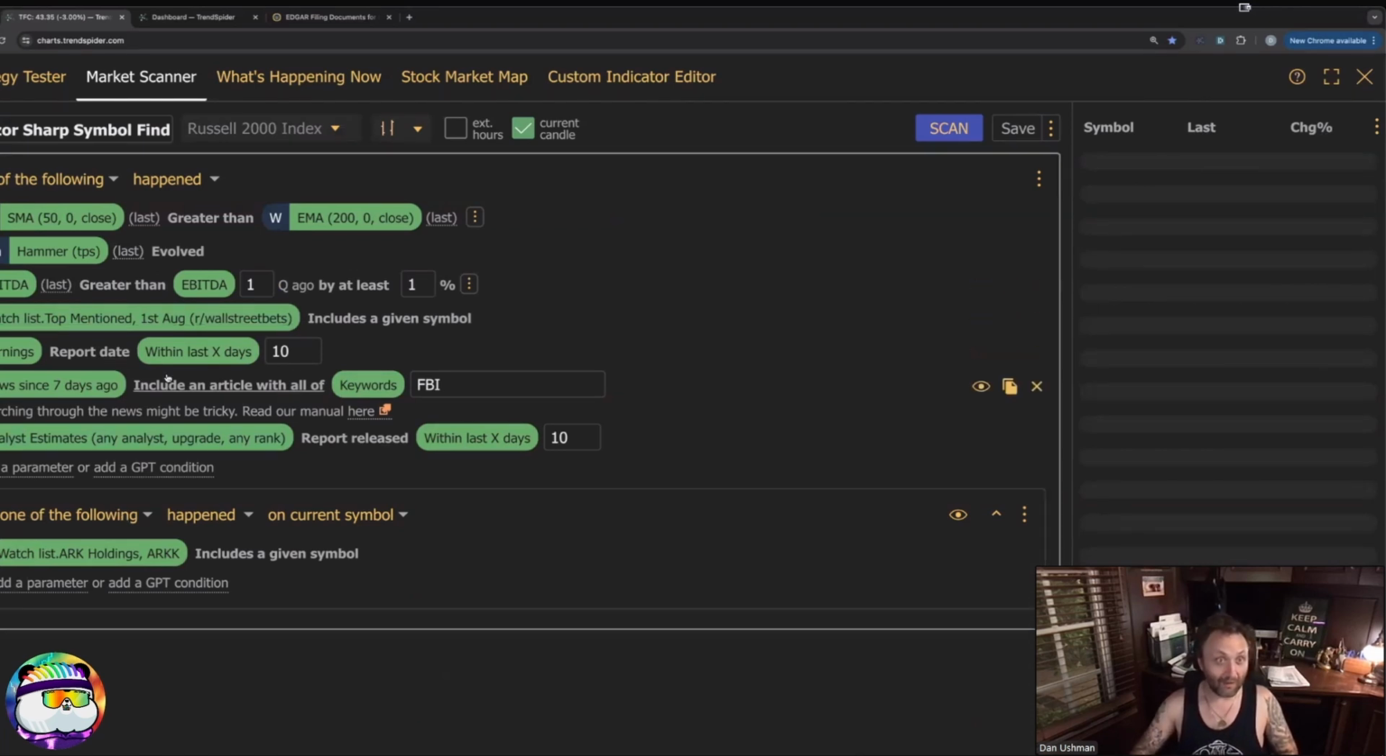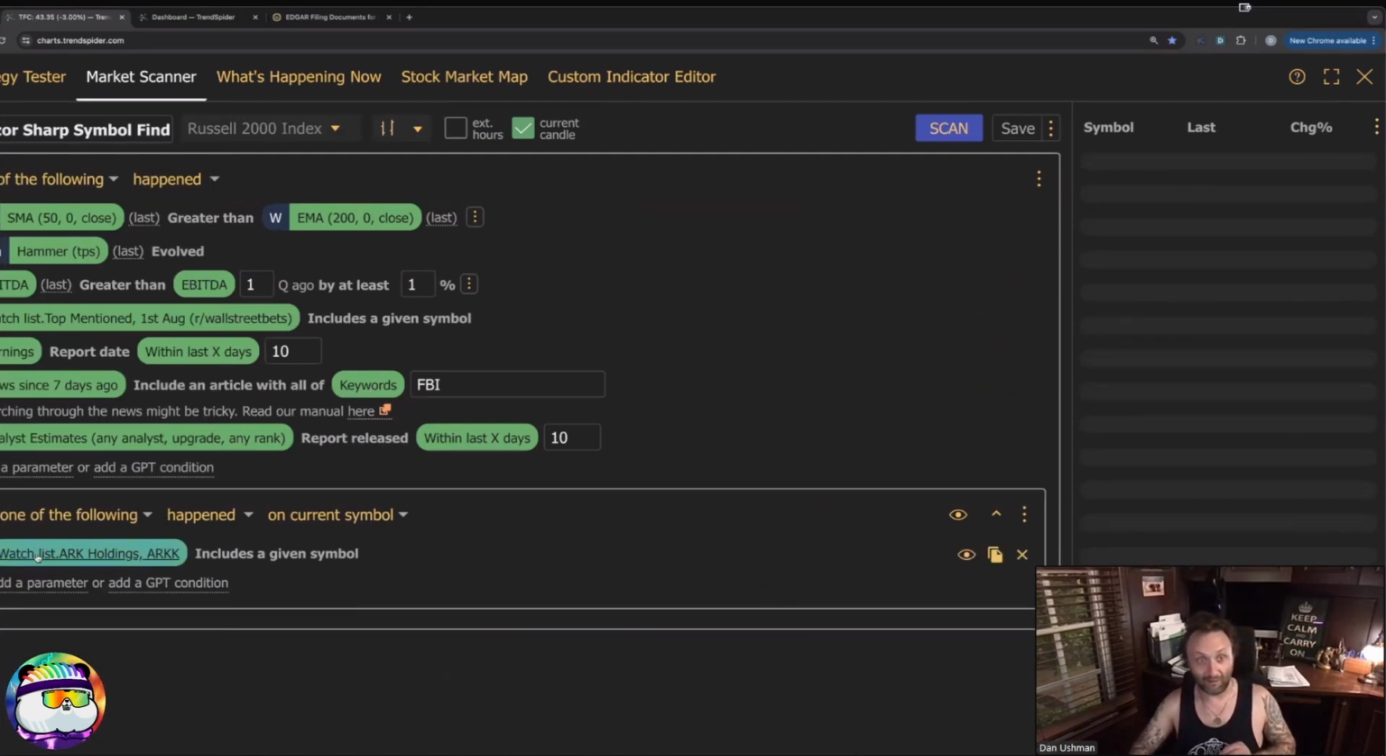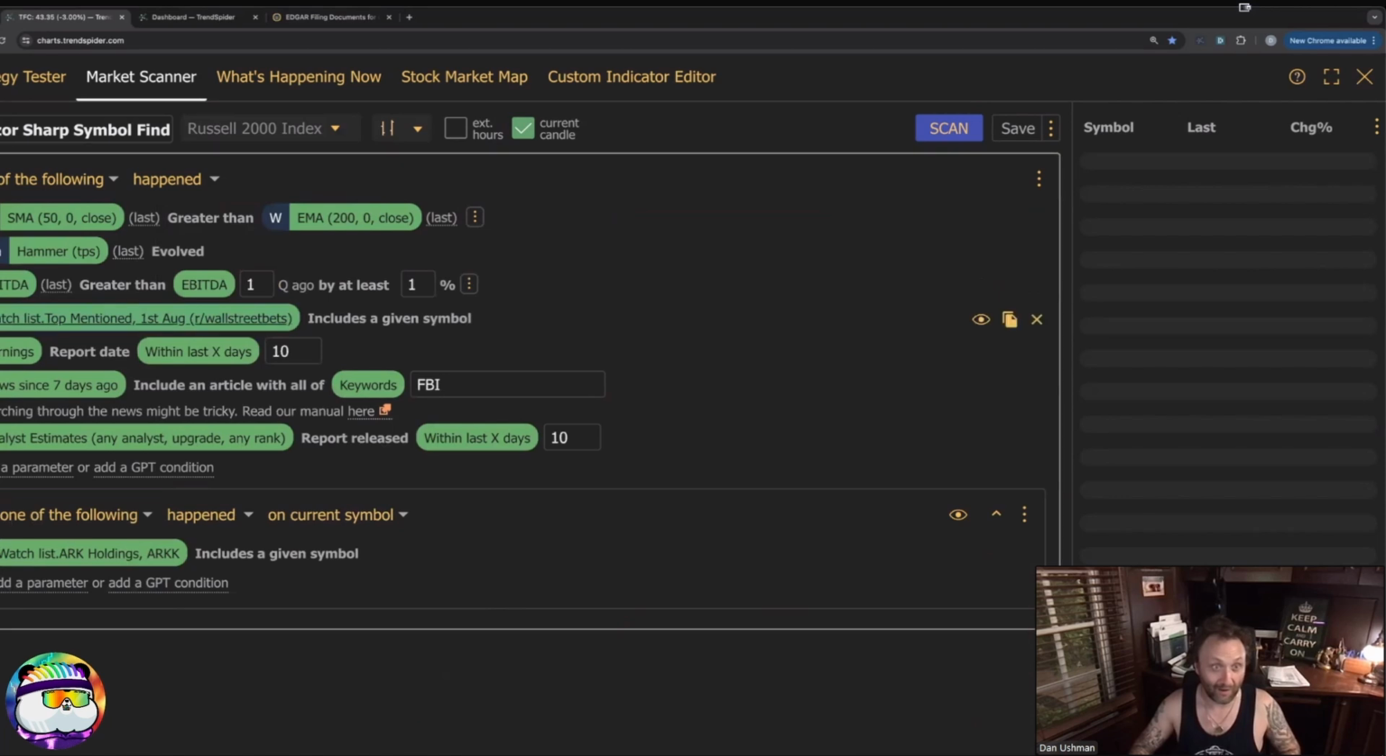Visual scripting is patented, right? Nobody else can do this. We spent a ton of time on it. And it gives you the flexibility to express to a computer a market scenario in the same way that you would express it to a friend. Because think of it, this is how you would explain it to a friend. Daily 50s above the weekly 200. There's a hammer in the 5-minute. There's EBITDA growth, right? Like it's exactly how you'd explain it to a friend. And that's exactly how you explain it to TrendSpider.